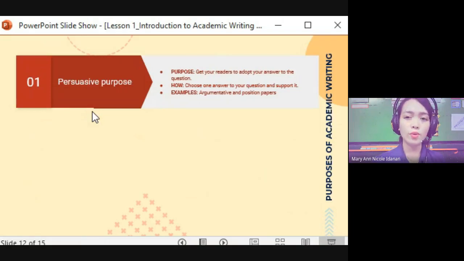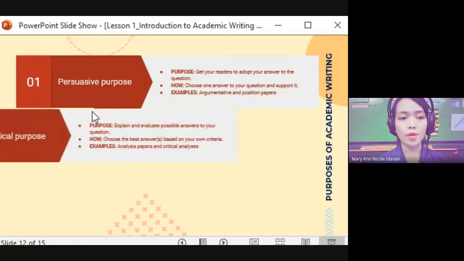So that's persuasive. If you are reading the newspaper, I really suggest that you read newspapers, and then you will find the editorial part there, because that editorial section is perfect for academic texts with a persuasive purpose, because the editors are really trying to convince their readers to believe what they are also believing, and those editorial writings are more about politics. So that's an example of persuasive.